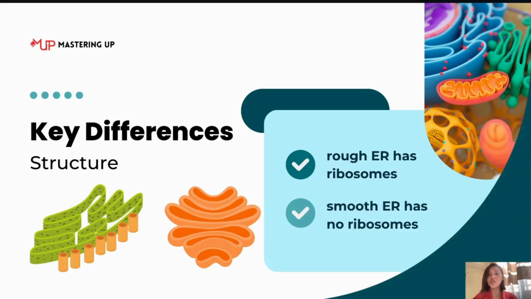The difference in structure is a big clue about their functions. The rough ER is specialized for tasks that require ribosomes. On the other hand, the smooth ER, which lacks ribosomes, is more focused on metabolic processes related to lipids and detoxification.